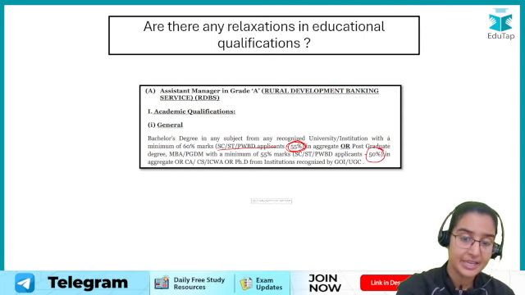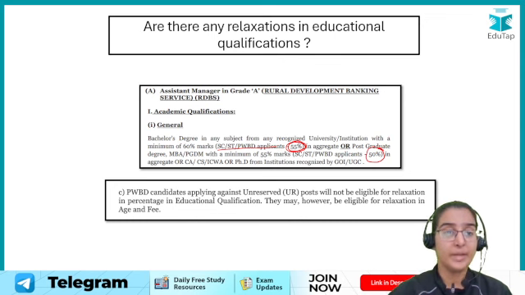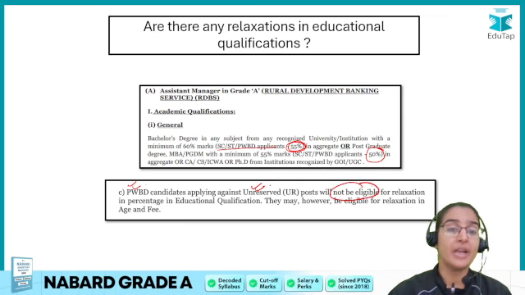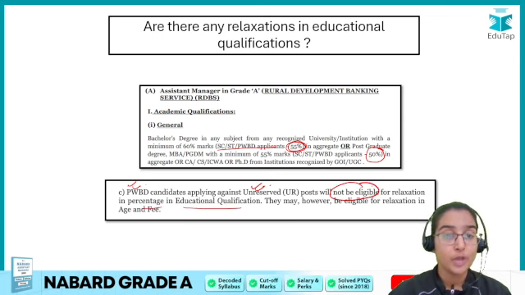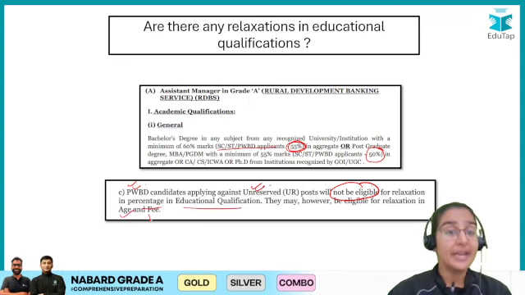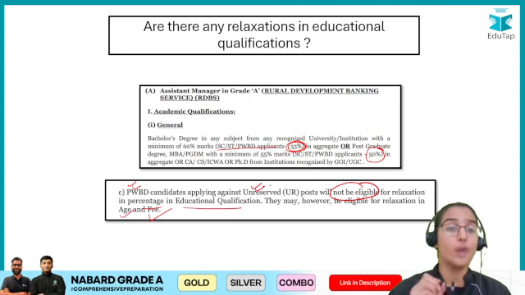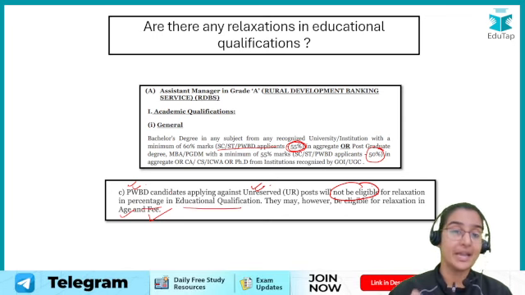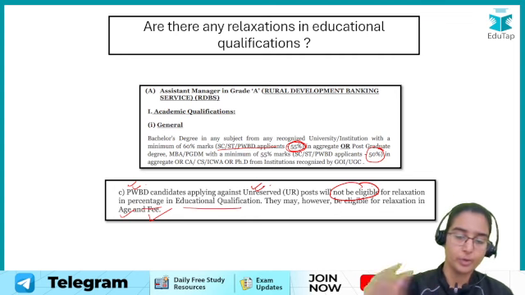But here is a catch. If you are a PWBD candidate from the unreserved category, that is the general category, then you are not eligible for relaxation in the percentage in educational qualifications. You will get the relaxation in the age, you will get the relaxation in the fees, but you will not get the relaxation in the educational qualification. This is one thing which you have to keep in mind.